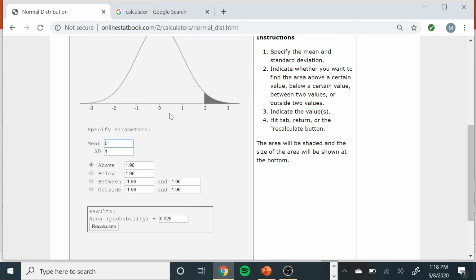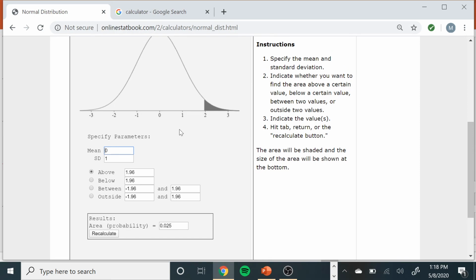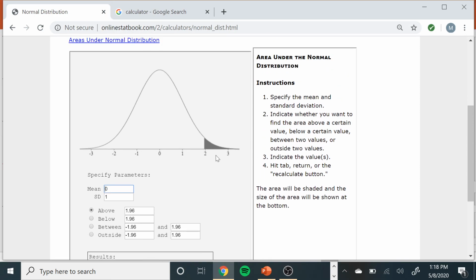That's the standard normal distribution. Mean of 0, standard deviation of 1. So the values on the x-axis, you can see some of them are negative and some of them are positive.